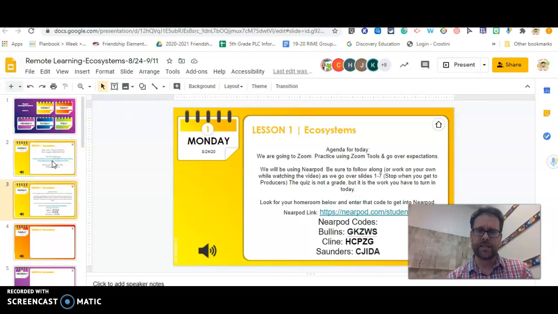But if you look at the second page, it gives us directions. And these directions are the agenda for today. We're going to Zoom, which we did. I'm not going to post that Zoom. I'm going to post this instead. We practiced using the Zoom tools, and we went over the expectations, raising our hand, keeping our microphone on mute, the stuff that we did on the first week.